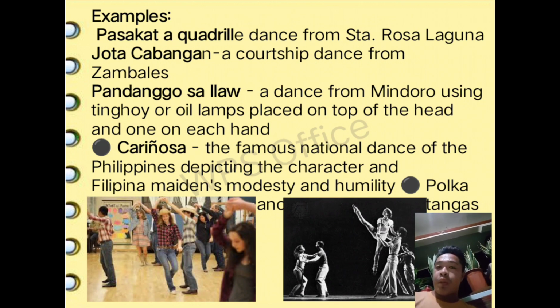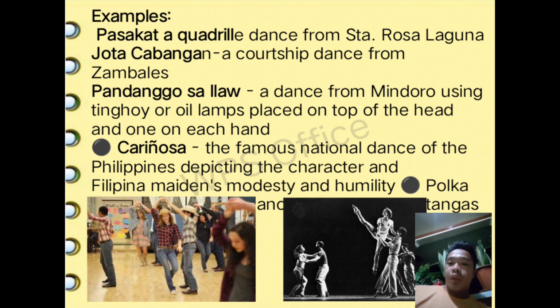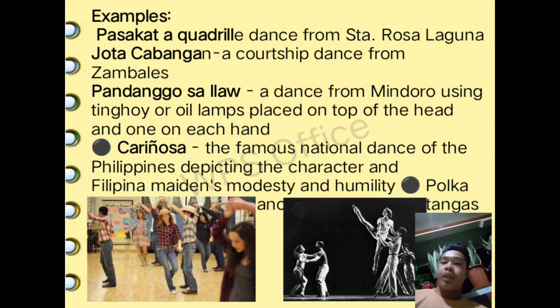These are examples of Western influence dance. First is the Pasakay Quadrille dance from Santa Rosa, Laguna. The second is Jota Kabangan, a courtship dance from Zambales. The third is Pandango sa Ilaw, a dance from Mindoro using tinggoy oil lamps placed on top of the head and on each hand. The Cariñosa is the famous national dance of the Philippines, depicting the character and modesty and humility of the Filipina maiden. The Polka Nayon is a polka dance version from Batangas.